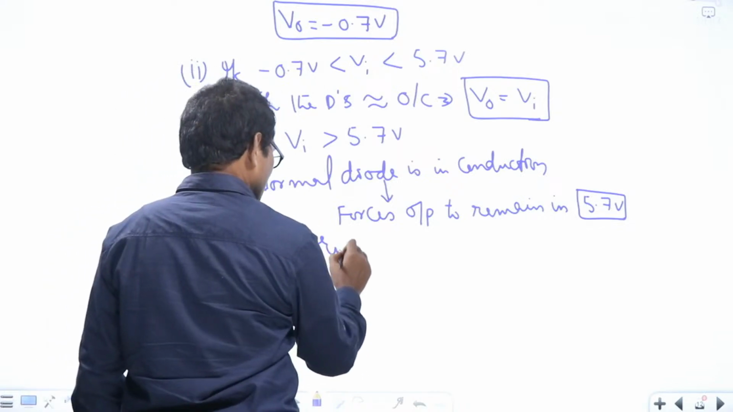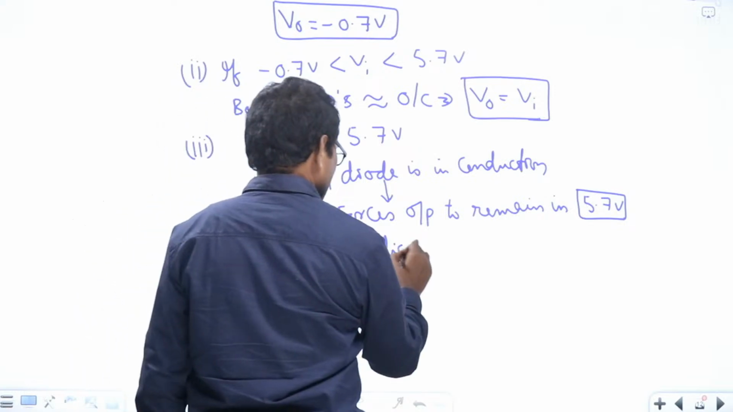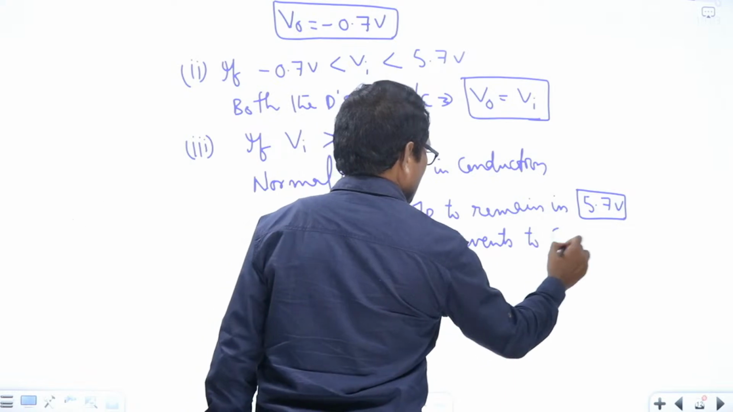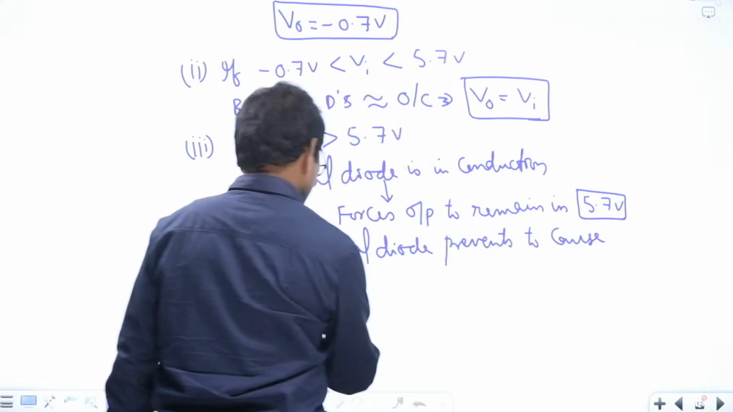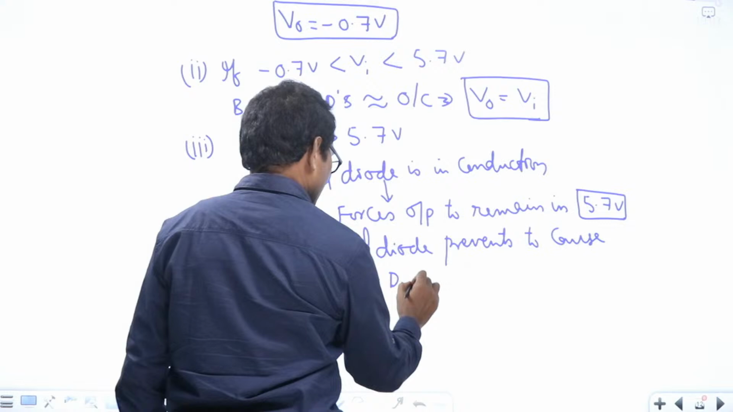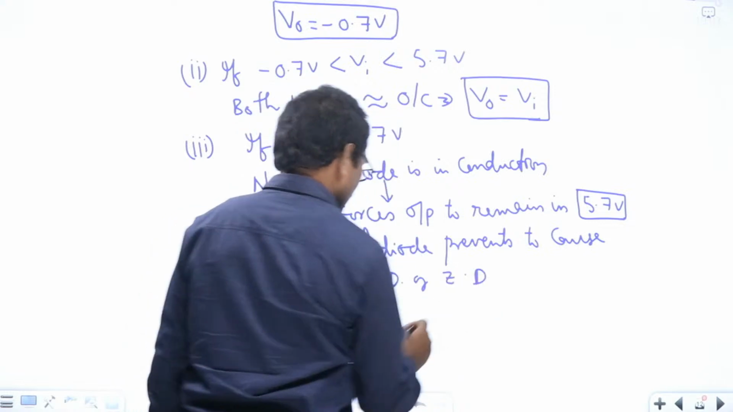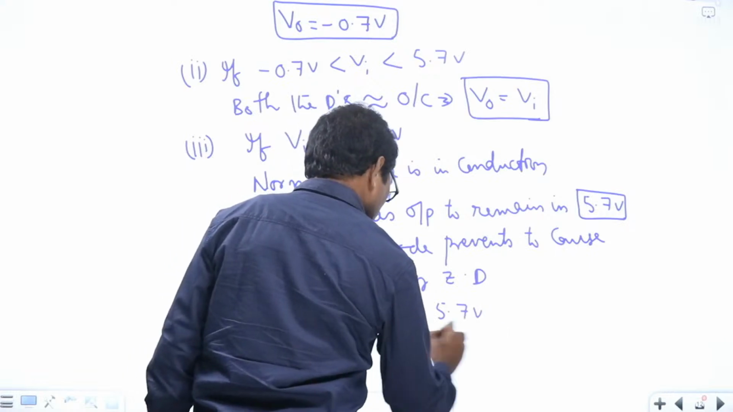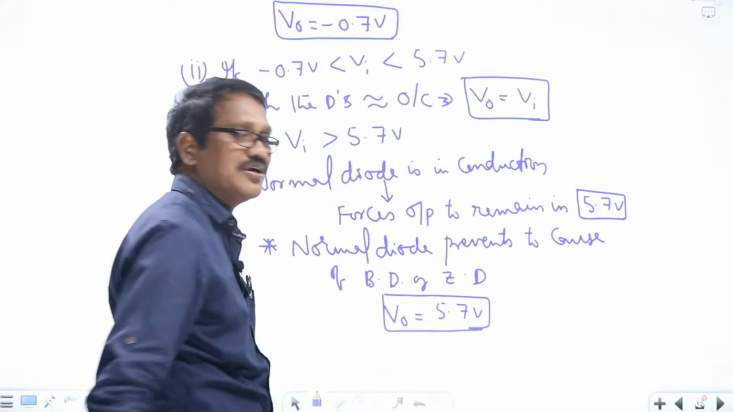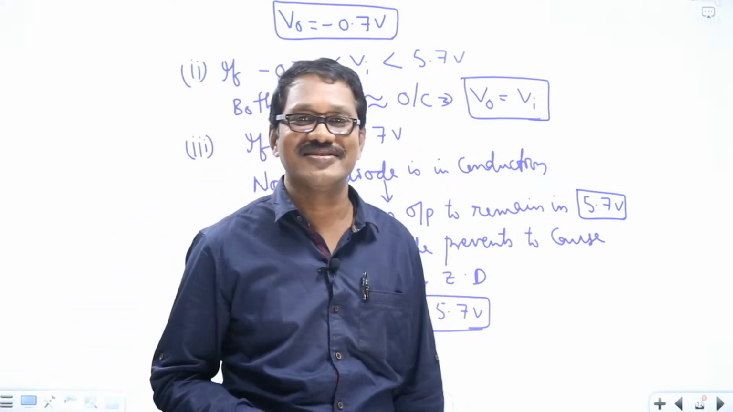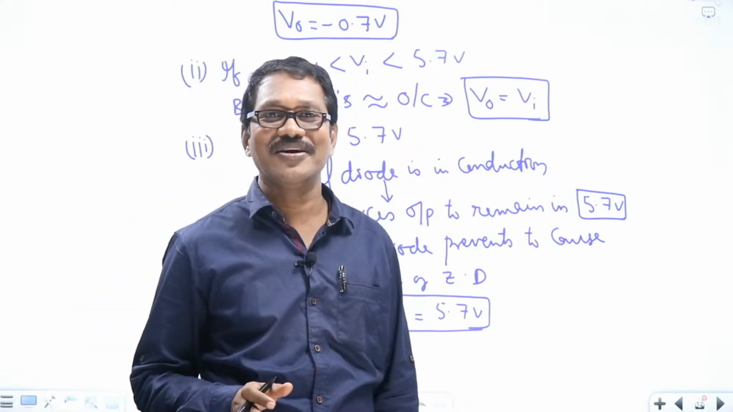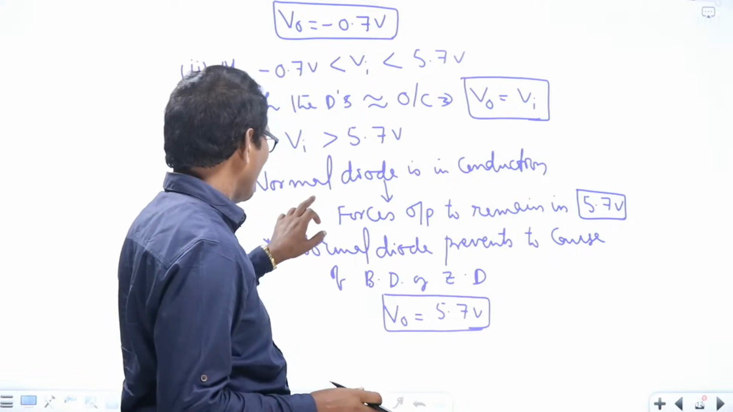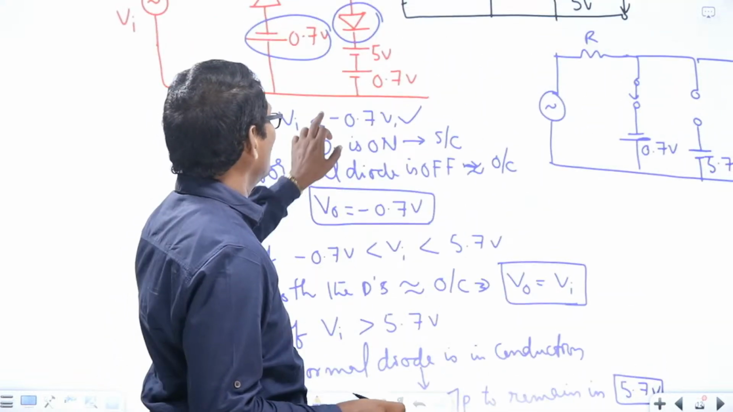Normal diode prevents the breakdown of the Zener diode. Therefore, the output voltage is 5.7 volts only, even if the input voltage exceeds 10 volts. It will never enter into the breakdown region. Have you understood this? This is one of the very interesting problems. Just please go through it.